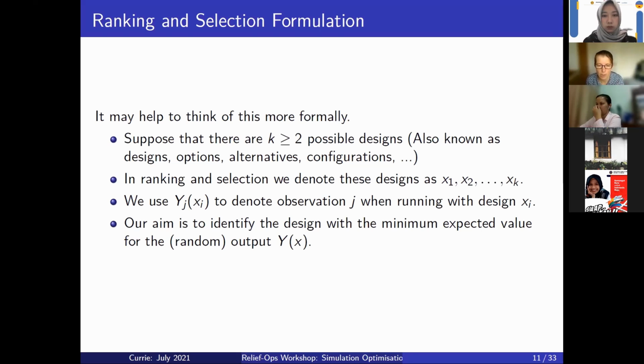So this is what we're combining, and often when we're looking at the results for design i, so when we have that input variable xi, we'll be looking at combining these yj together to see what the mean was and maybe what the variance was before deciding what to do next. So our aim is to identify the design with the minimum expected value for the random output y of x. So we're looking at which of those xi is going to give us the minimum expected value for our y of x.